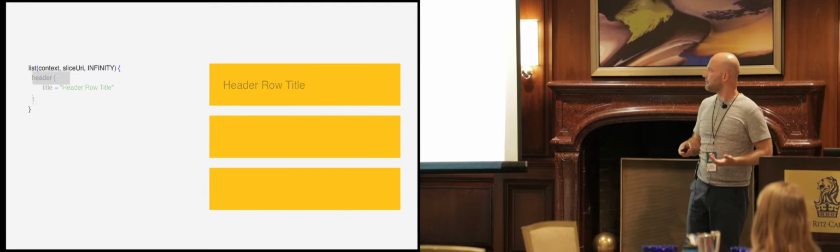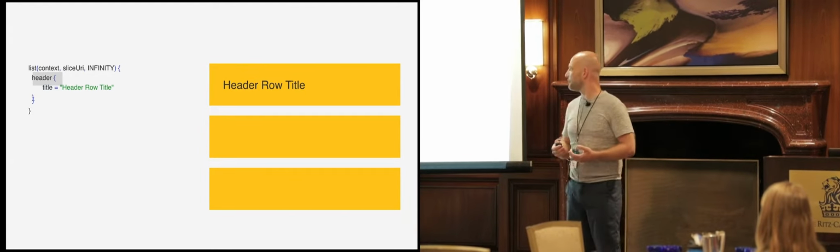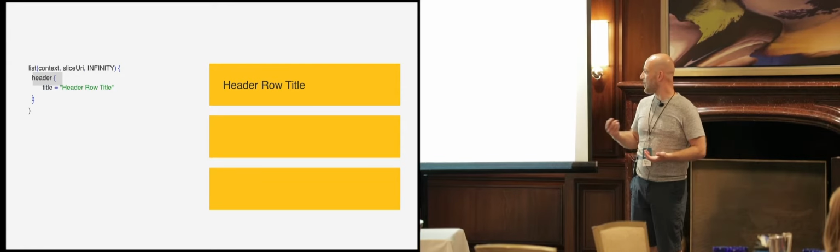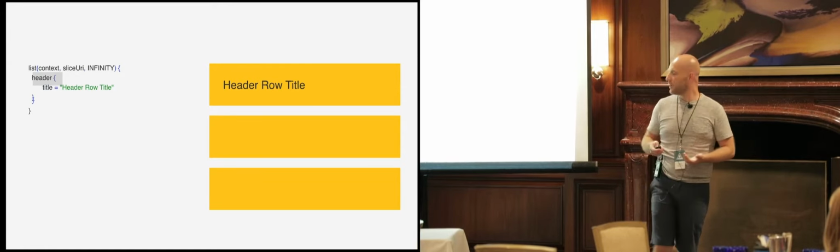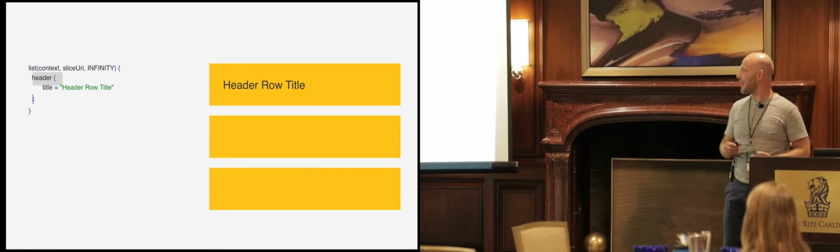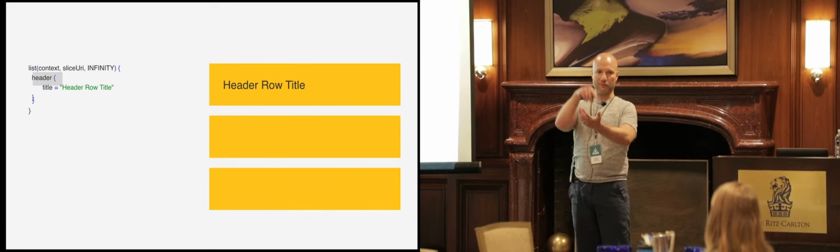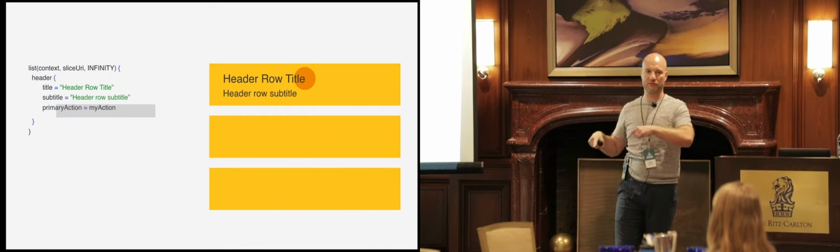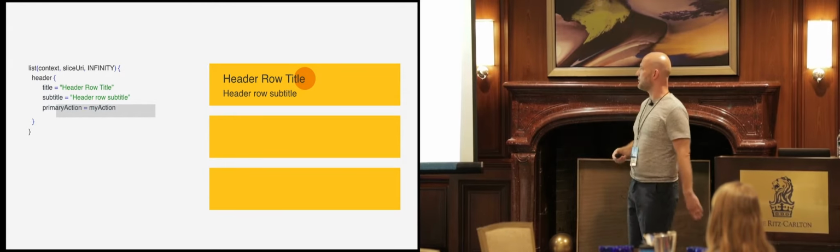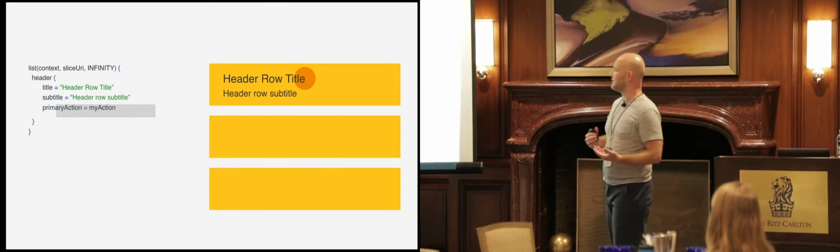And then inside that list, I can put a couple different kinds of things. The first one that I might put first is a header row, which of course has a title and a subtitle. And then a header row can also have a primary action. The primary action is what happens when the user hits somewhere on the header row. It's also, if you don't specify any other actions elsewhere, anywhere on the slice. So when you hit that, it does something.